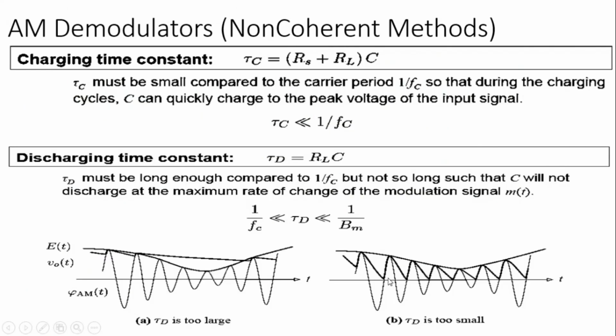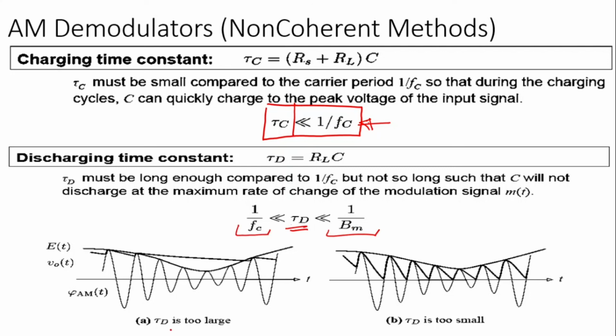For example, now by means of these expressions, we have mentioned the charging and discharging of the capacitor. So this says that the charging time constant tau c must be much less than 1 over frequency of the carrier, whereas the discharging time constant should be much less than 1 over bandwidth of the message signal, and it should be much greater than 1 over frequency of the carrier.